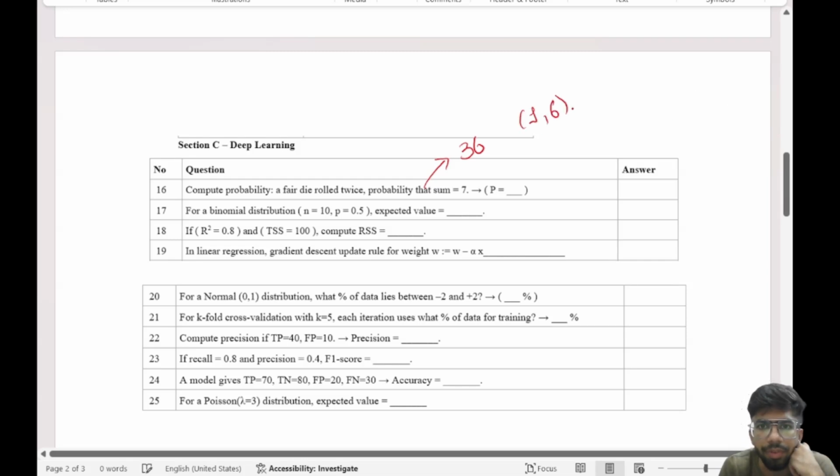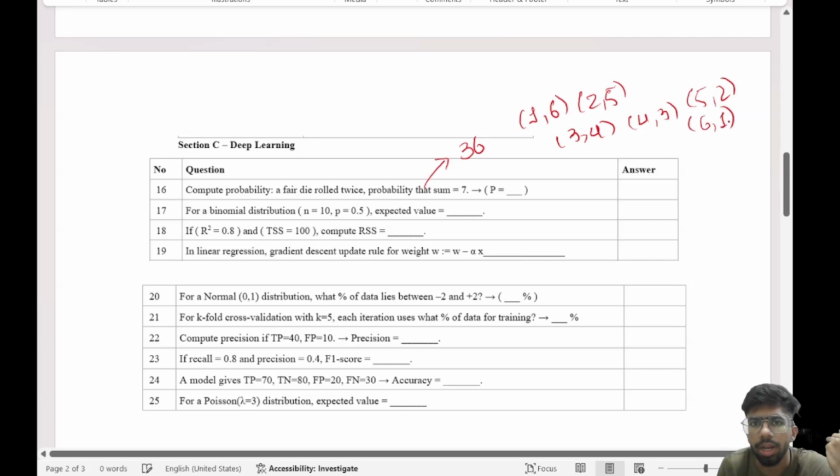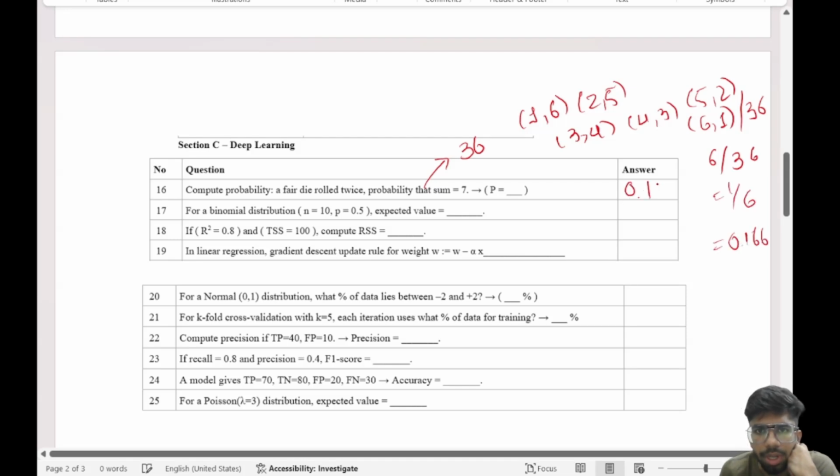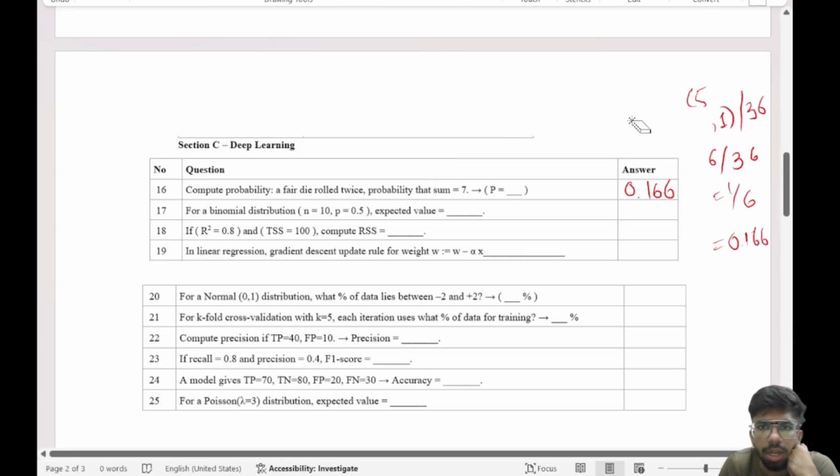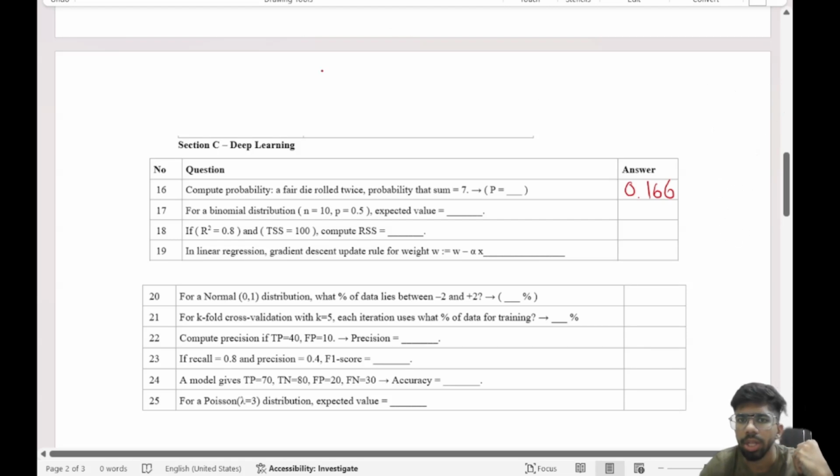Those favorable outcomes will be (1,6), (2,5), (3,4), (4,3), (5,2), and (6,1) out of these 36. So the total is 6 divided by 36, or 1 by 6, so the answer is 0.166. Moving on to the next question.